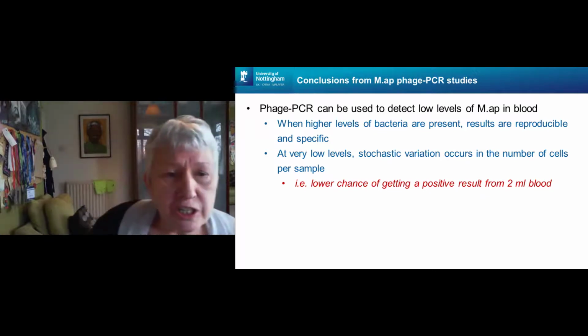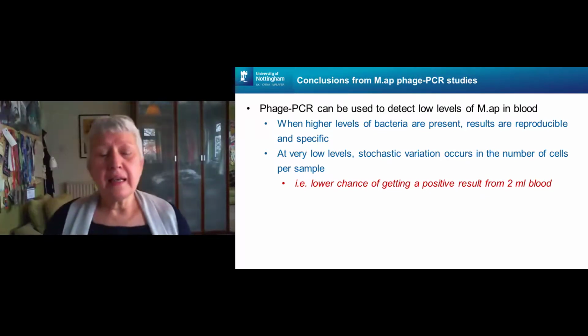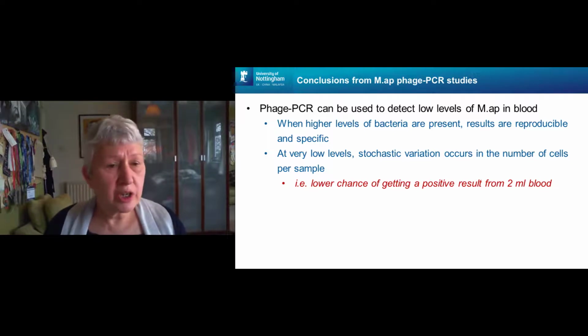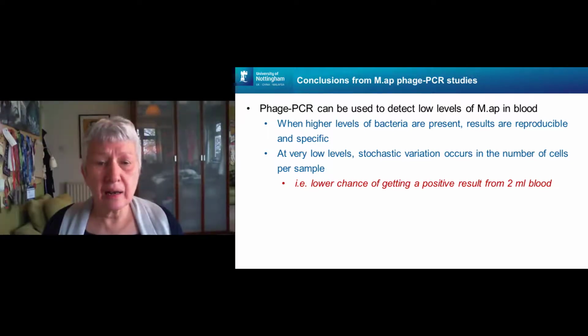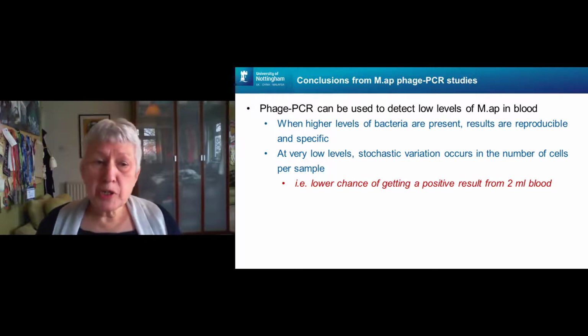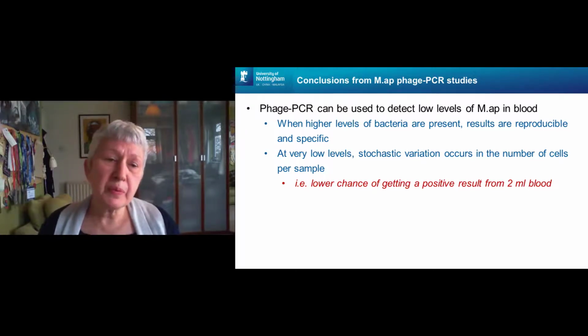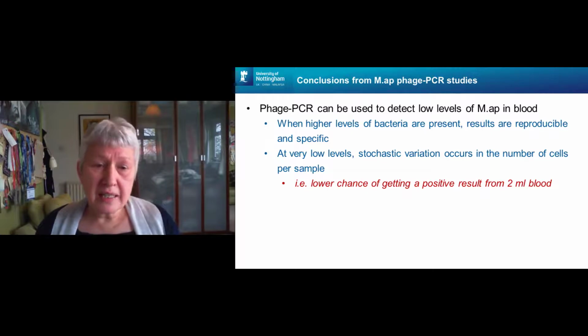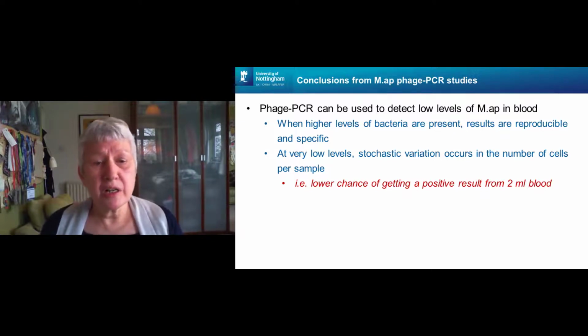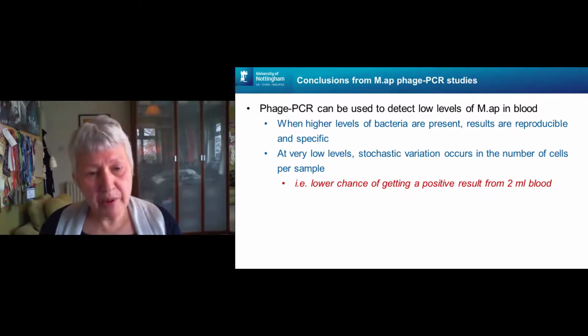So, conclusions just from this little part: we knew that we could use our phage PCR methods to detect low levels of MAP in the blood. Obviously, it's going to be more reproducible when we've got higher levels, but the results were looking very specific with very few false positives. At low levels, we are going to get stochastic variation in the number of cells per sample, which will lower the chance of getting a positive result from 2 mL of blood.